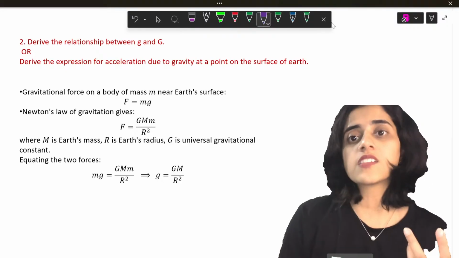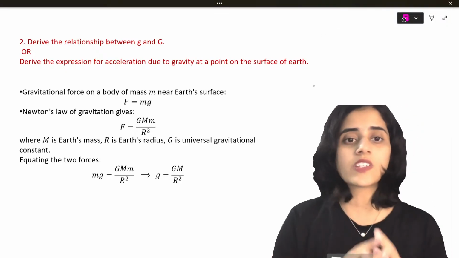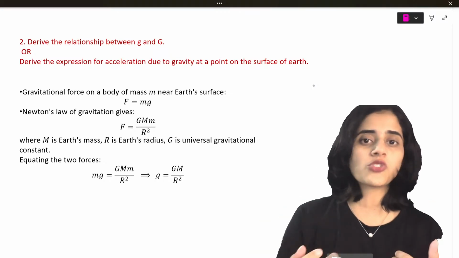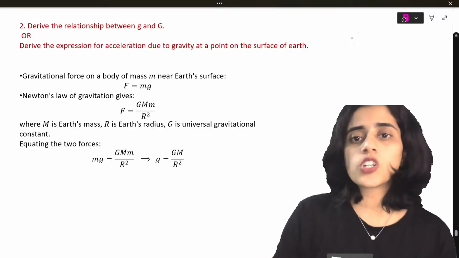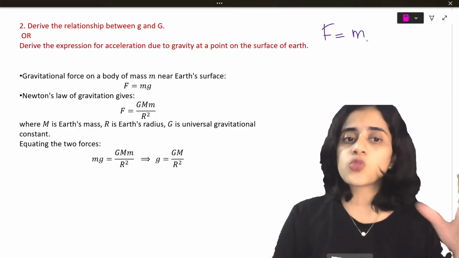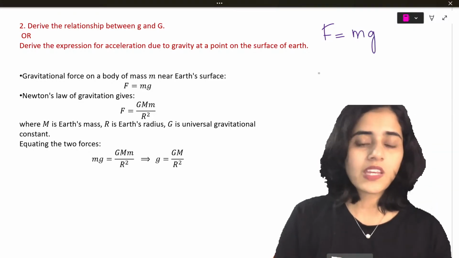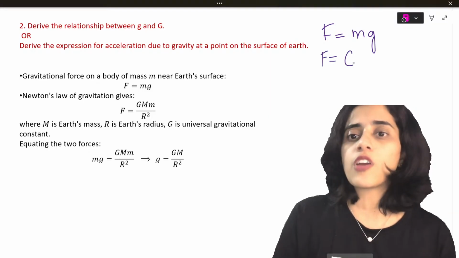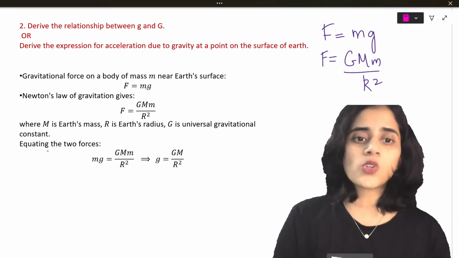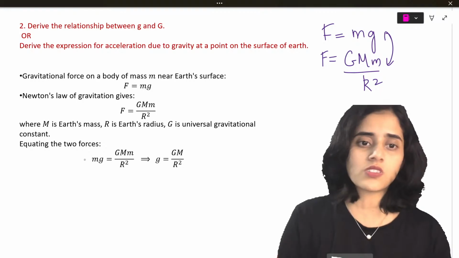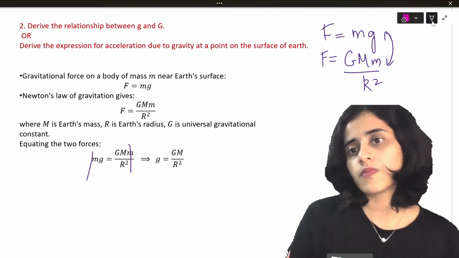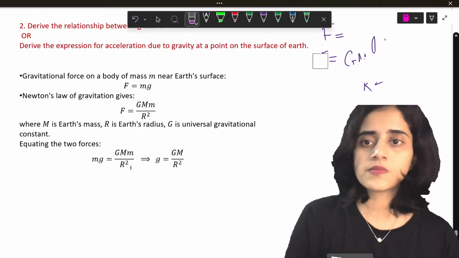Derive, this question can be asked in different forms. It can be either asked to derive the relationship between g and capital G, or it can be asked to derive the expression for acceleration due to gravity at a point on the surface. So what you will do, first you will write down the formula for force. Newton's law, F is equal to ma. Here acceleration is only because of gravity, so you write it as mg. Now Newton's law of gravitation, we already know F is equal to GMm by r square. Now you just equate the two. So you just say this is equal to this, and you'll cancel m and m. You'll get the formula. Very easy.